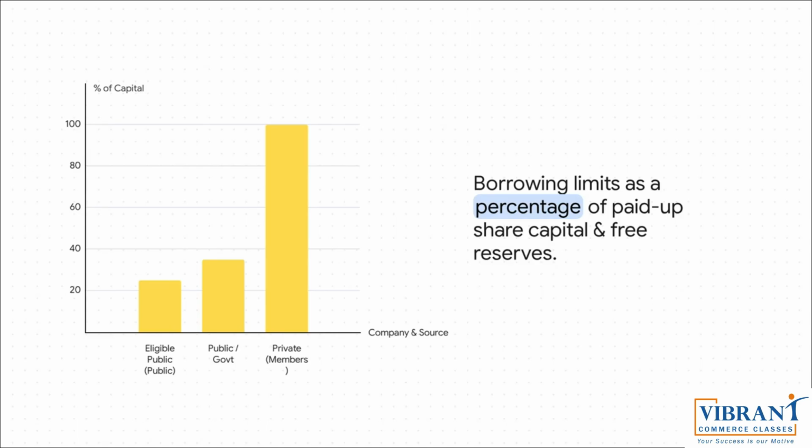And this chart just lays out the borrowing limits perfectly. An eligible public company borrowing from the public, they're capped at 25%. A regular public company borrowing from its members, or a government company, they get to go up to 35%. But check out the private company, they can borrow up to 100% of their capital and reserves from their members. These three numbers, 25, 35, and 100%, you gotta know them.